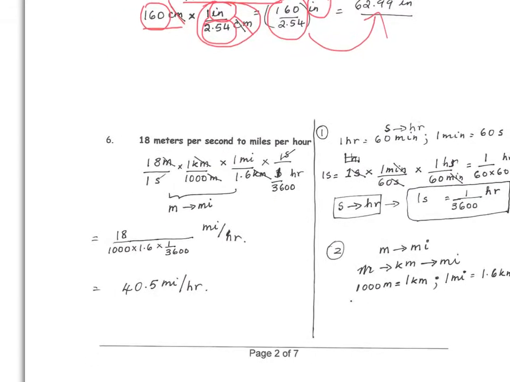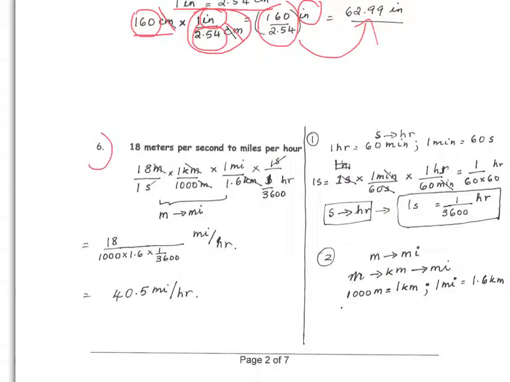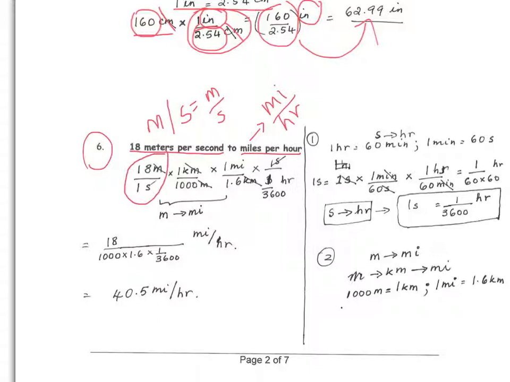The next problem, 18 meters per second has to be converted to miles per hour. So meters per second, it is the same as meters over seconds, has to be converted to miles over hour. So we start off with 18 meters per second, so 18 meters over 1 second.